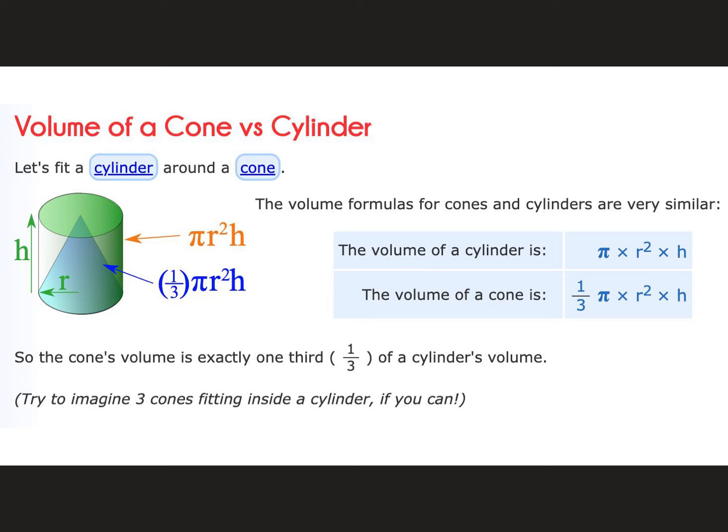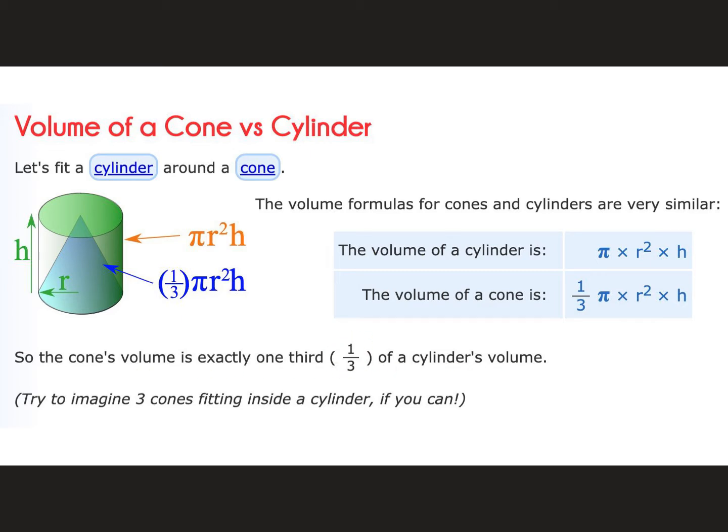Well, you see here, a cone is like an ice cream cone. So it's sort of triangular crosswise, but it has a circular top. It fits inside a cylinder. The volume formulas for cones and cylinders are very similar. The volume of a cylinder is pi times the radius squared times the height. The volume of a cone is 1/3 of pi times the radius squared times the height. So the cone's volume is exactly 1/3 of the cylinder's volume.